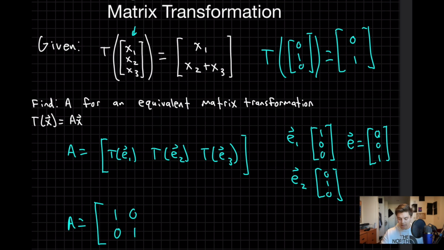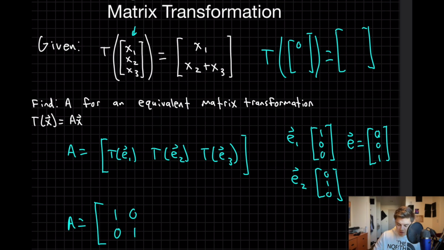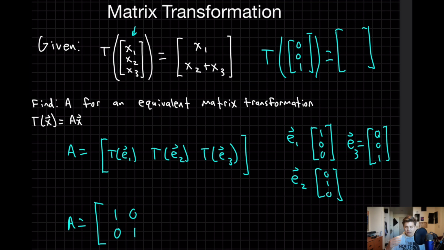We try again with the standard basis vector 0, 0, 1, E3, and transforming that, we get x1 is 0 up here, and then x2 plus x3 is 1. So the column is 0, 1.